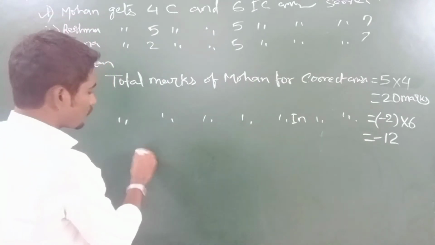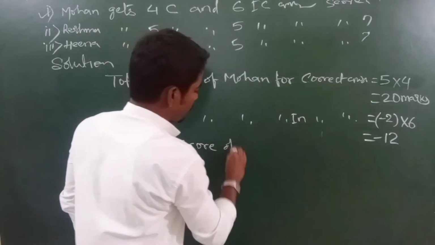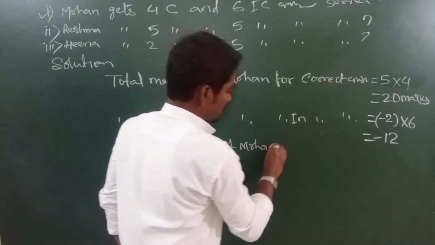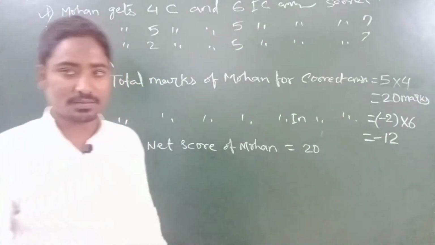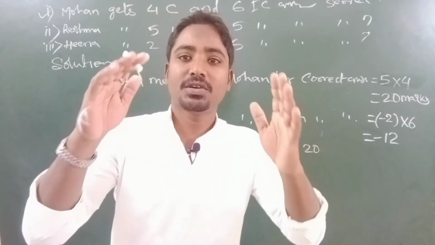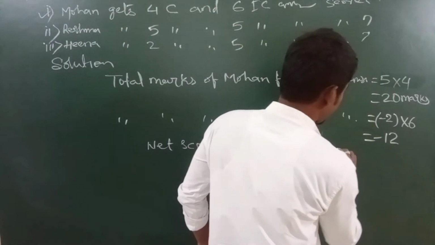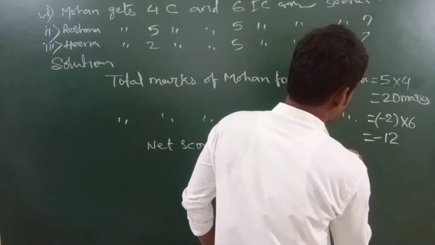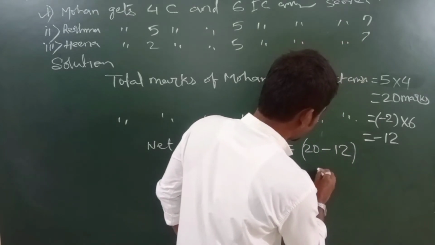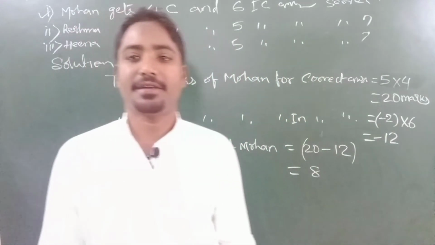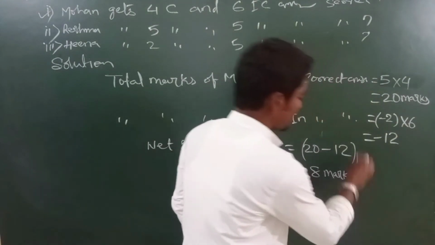Now here we will find out the net score of Mohan, equal to how much, students? He was given 20 total marks, and then his marks were deducted for incorrect answers. How much? 12. So we will subtract this 12. After subtracting you will have 8. So this is the total marks of Mohan. I hope that you understood it.